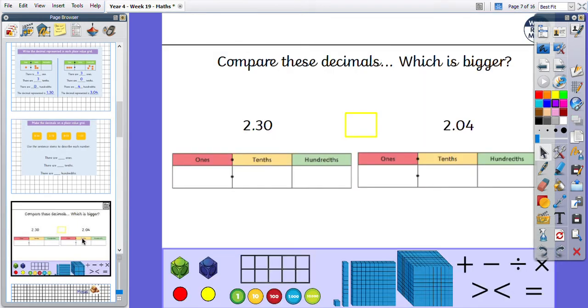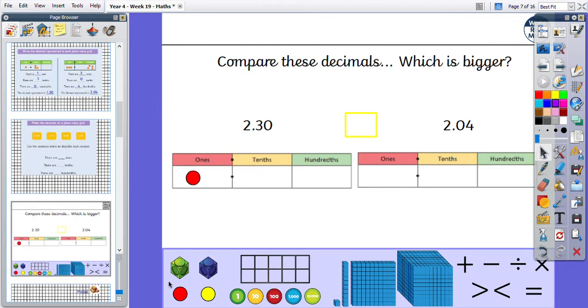So let's have a look at these two numbers. Compare these decimals, which is bigger? So we've got 2.30 and 2.04. So let's use these place value grids to help us. So we have 2 ones, 3 tenths, and 0 hundredths in 2.30. And in this number here, we have 2 ones, 0 tenths, and 4 hundredths.